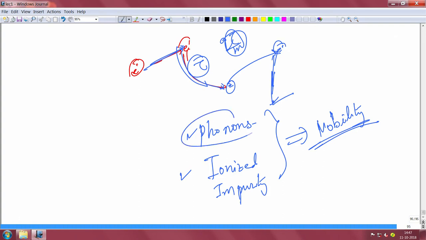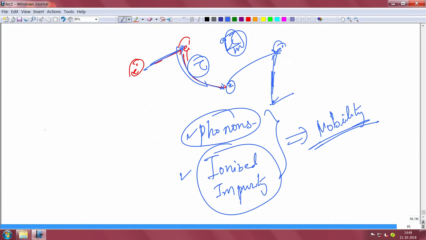And phonons and ionized impurities will scatter electrons a little differently. They have a different temperature dependence with respect to mobility. And they also have dependence, or maybe no dependence, on the carrier concentration that you have. So there are quite a few things that you have to talk about.